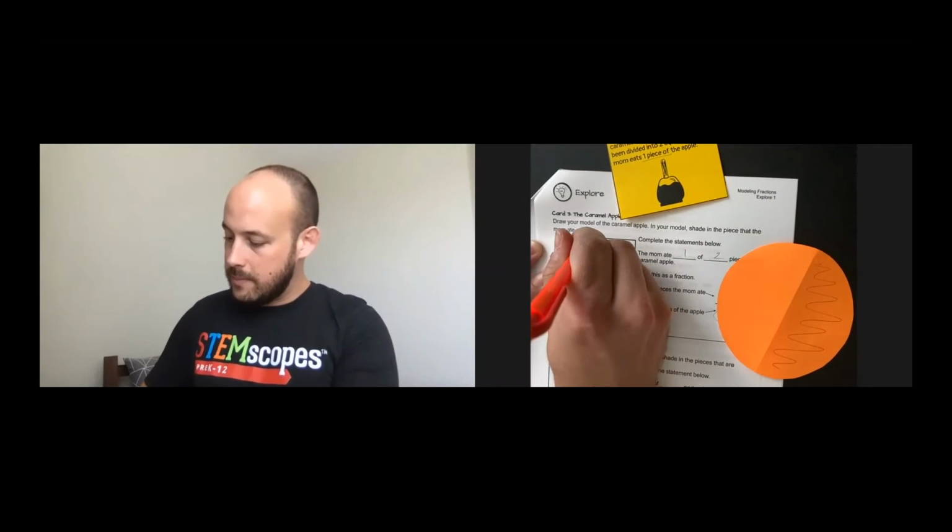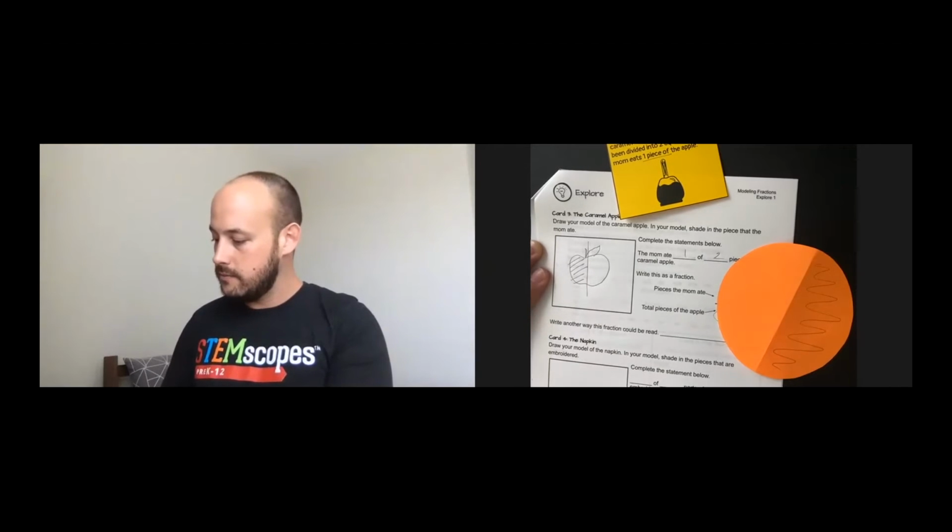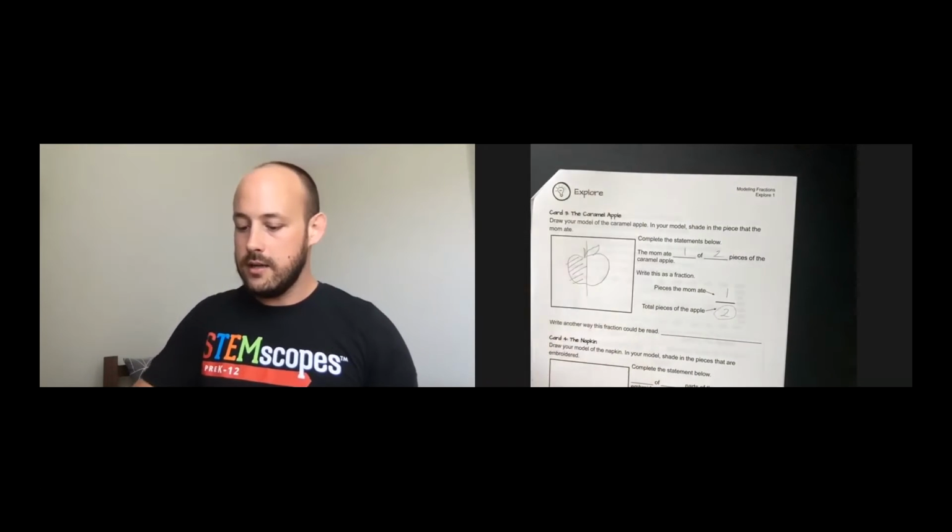And I'm going to cut that apple right down the middle. And I'm going to shade in the one piece of the two total that mom ate. That's 1/2. And that matches our sentence as well as our fraction, half. Good, cool to know we can use circles, we can use rectangles, we're doing well. Let's try another one.